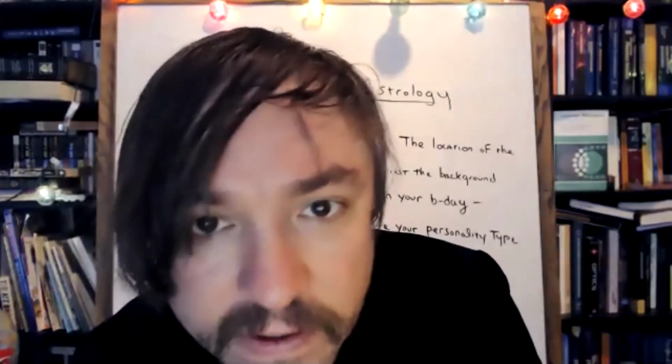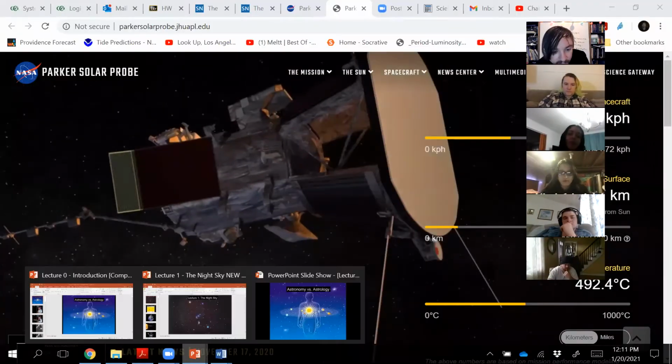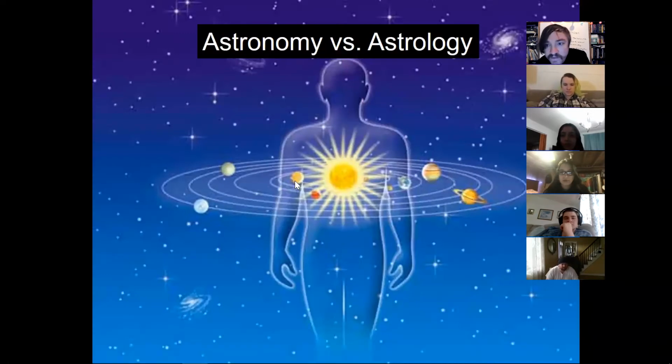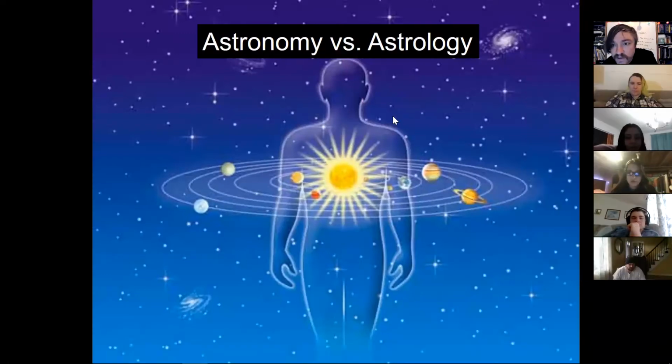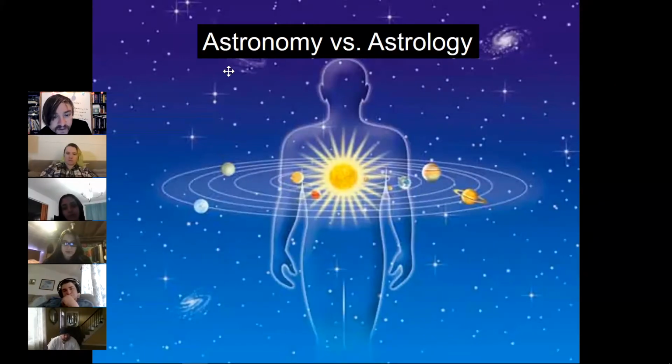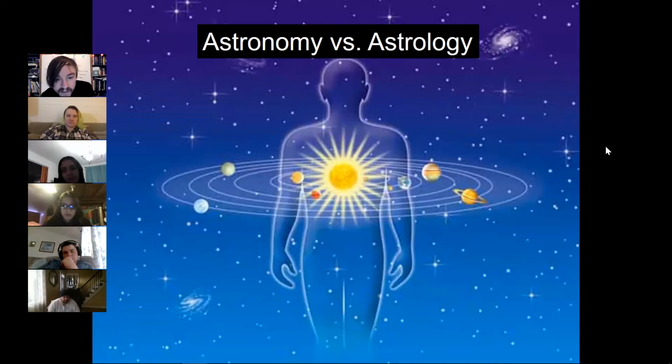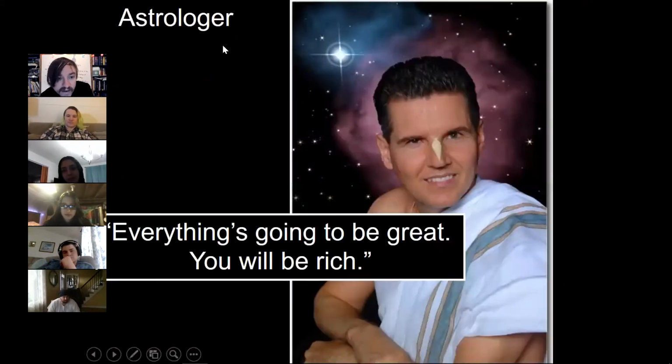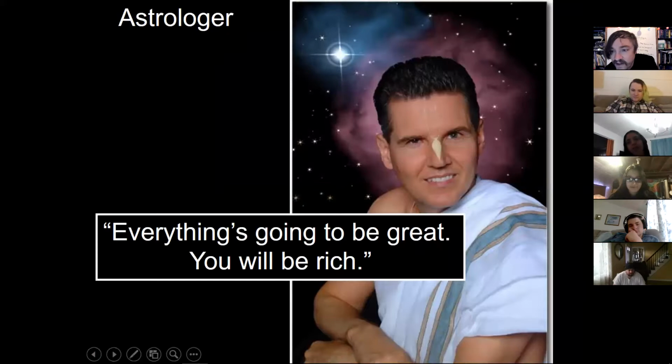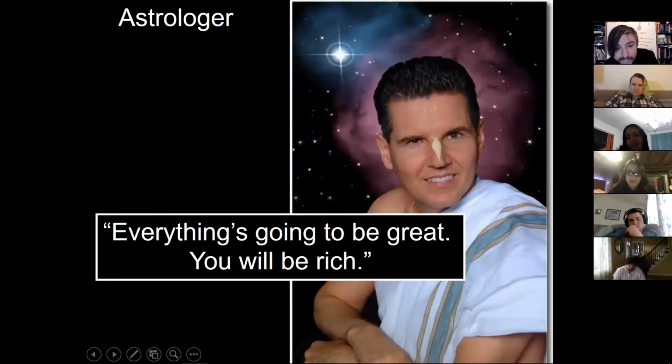Here's another way to look at it. Let's get my slides here. I like to think of your everyday astrologer as someone who looks like this. Okay, so this is a picture of what an astrologer looks like. And the message of astrology goes a little bit like this: everything is going to be great, and you will be rich.